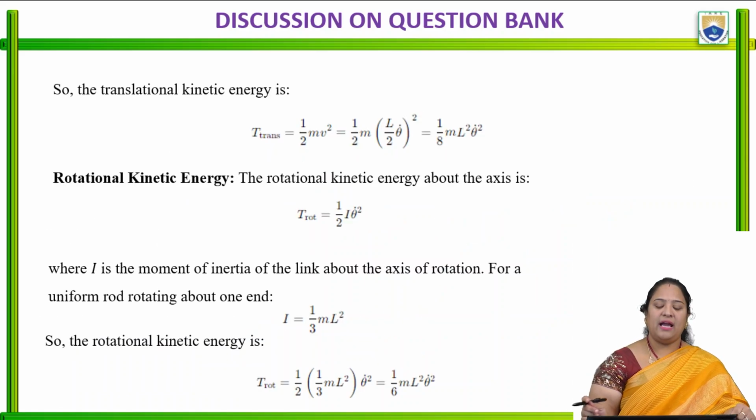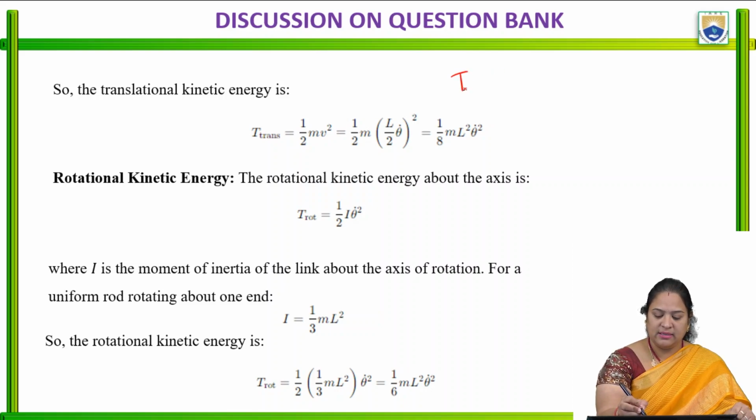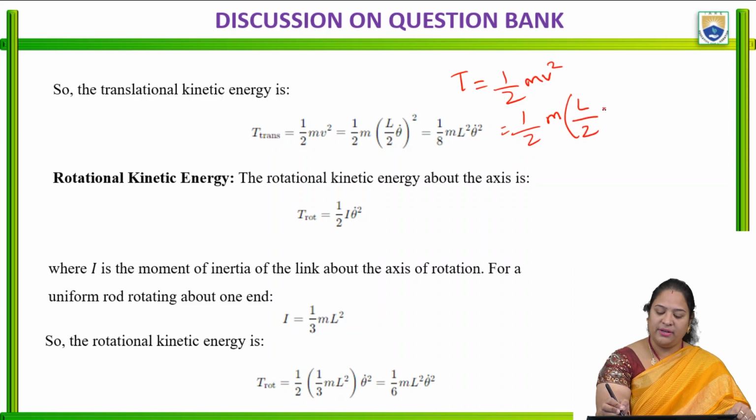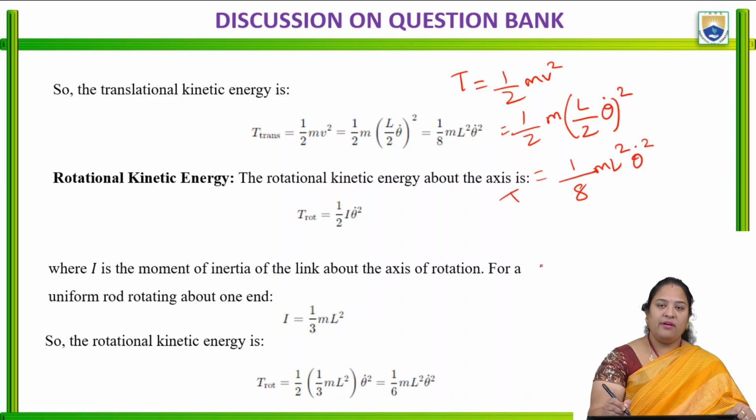The translational kinetic energy will be written as T = 1/2 mv², which is nothing but the kinetic energy. Now, half m of what is v? v = (L/2)θ̇, the whole squared. So it will be written as 1/8 mL²θ̇². This is for the translational motion.